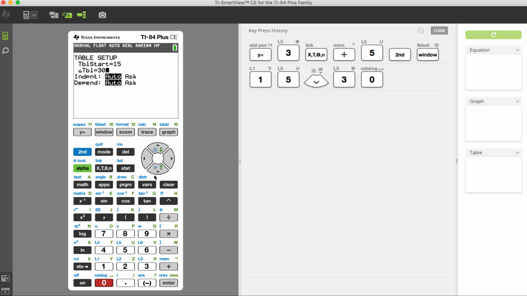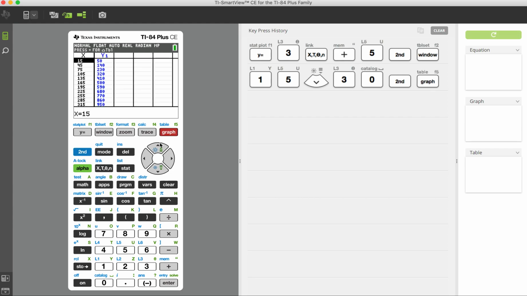And then to view this table, I'm going to use this blue table right here. So I do second and graph. This gives me a table of values, and you can see my x values as 15, 45, 75, 105, and 135. And corresponding to those are the y values. So 15 goes to 50, 45 to 140, and so on and so forth.